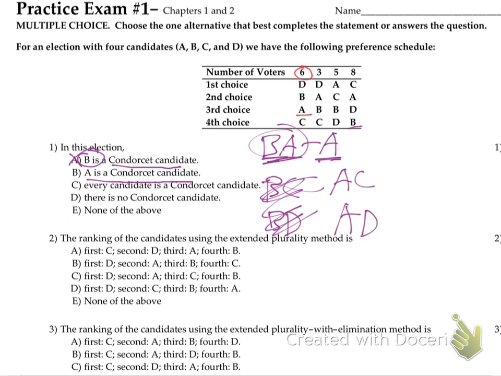So A versus C. The first 6, who do they prefer in an A to C matchup? They like A. These 3 people, who's their preference? A. These 5? A. See, A's whopping them. These 8 prefer C, but A still won. A got more votes. So A beat C in head-to-head matchup. Finally, we got to check and see if he beats D. He's beat everybody else. Can he beat D?